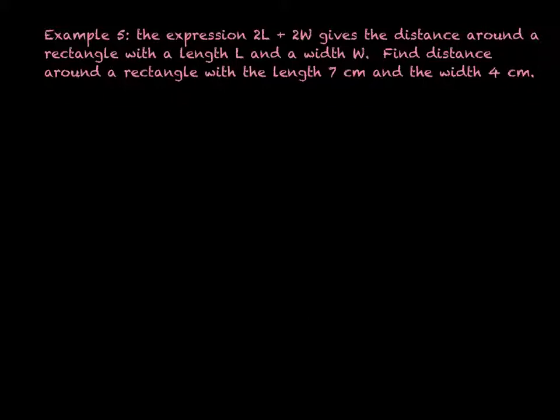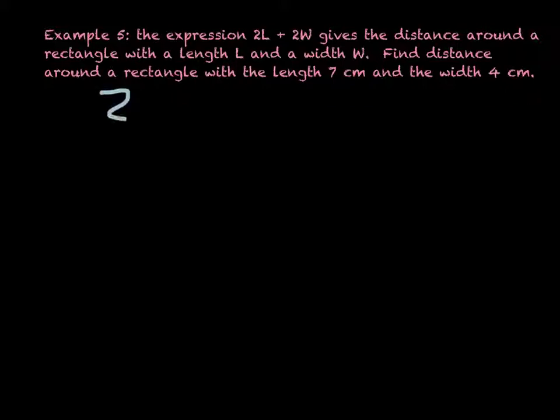Sometimes an expression might have 2 different variables. In that case, I just have to be careful about what variables I'm given and make sure that I substitute the right variable into the right part of the expression. So for this example, it tells me that the expression 2L plus 2W gives the distance around a rectangle with a length L and a width W. We want to find the distance around a rectangle with the length 7 centimeters and the width 4 centimeters.